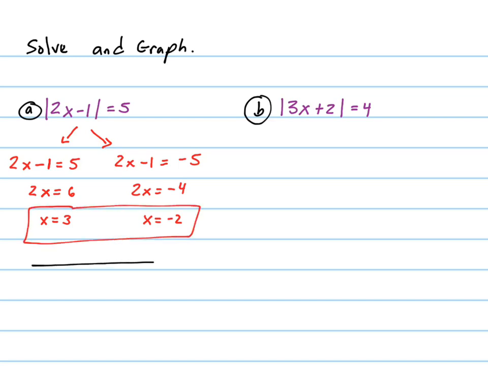So then we'll just graph this on a number line. So negative 2, put 3 here, put 0 there. So our solutions take place here and here.